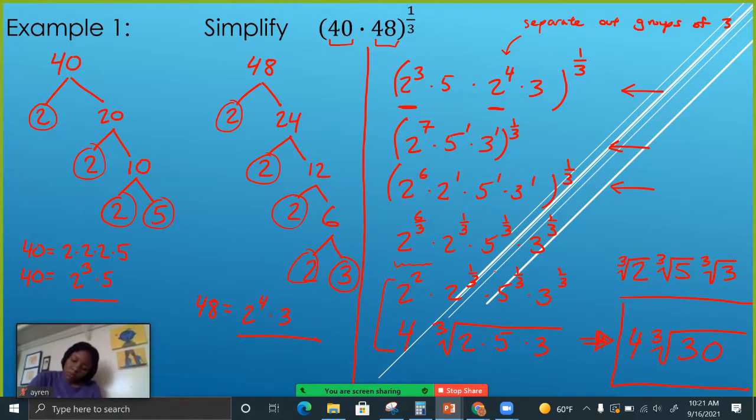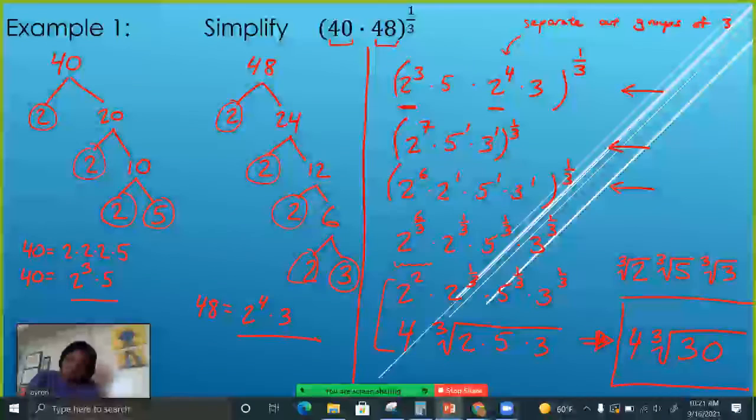And then since we're done, I can't pull anything out of this third root box because it's just a single 2, a single 5, a single 3. So I'm going to multiply those back together to get a nice clean 30 instead of this multiplication.